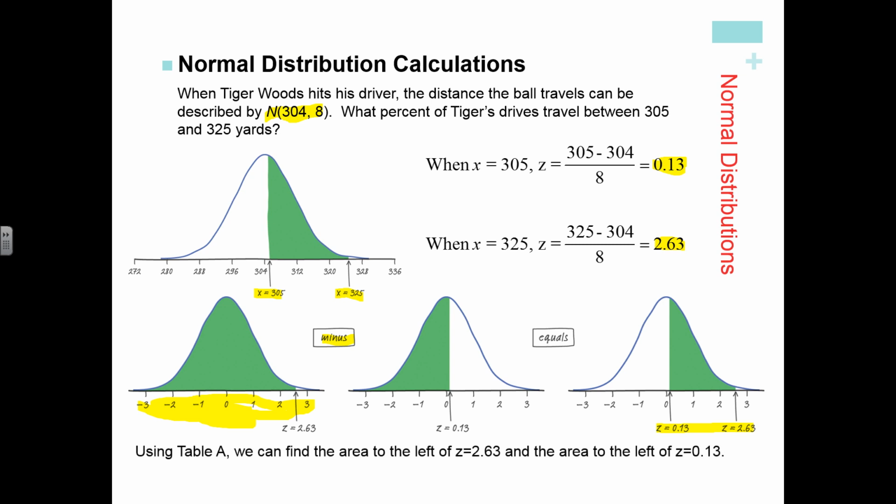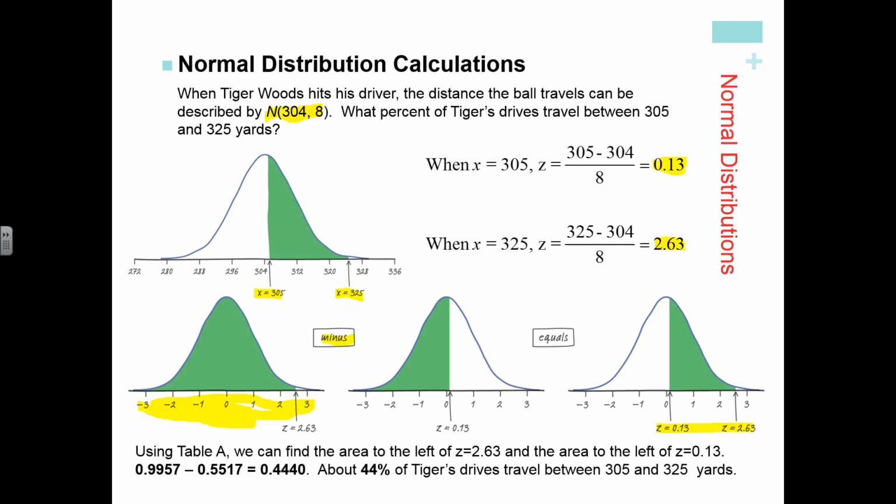Alright, so the area to the left of 2.63 is 0.9957, and the area to the left of 0.13 is 0.5571. When I subtract those two, I get 0.4440, which tells me that about 44% of Tiger's drives will travel between 305 and 325 yards.